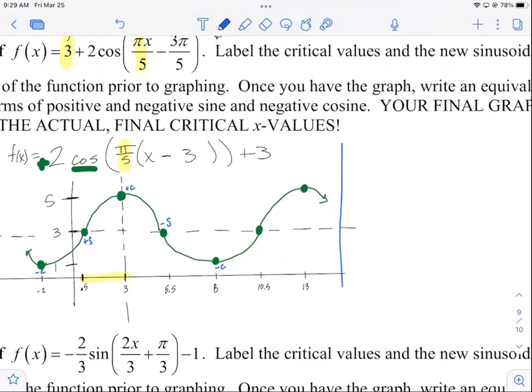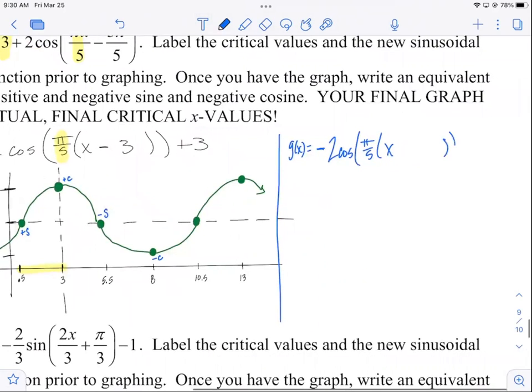So let's just go ahead and write. We already have a positive cosine, so let's not write another positive cosine. Let's just do 3 more. I'll use g of x, and let's do a negative cosine. So now instead of +2, it's -2 cosine, parentheses, 2π/5, parentheses, x. I always like to set it up first, close, plus 3. And now the only thing I need to change is the phase shift. So we already have it marked.